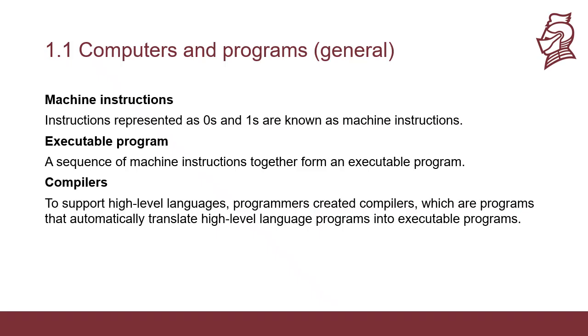So just in general, machine instructions are instructions to a computer represented by zeros and ones. They're binary instructions. An executable program is a sequence of instructions together. It's starting with the first one, going to the second one, third one. Programs are sequences of instructions. And compilers are programs that convert written high-level languages into machine instructions.